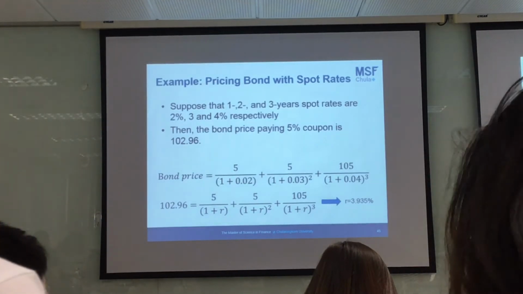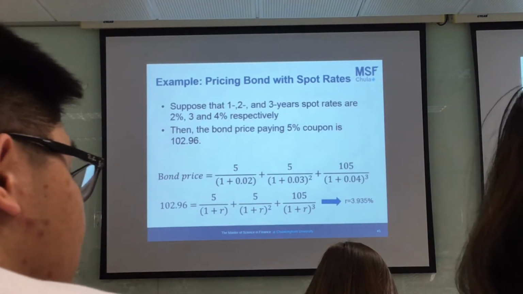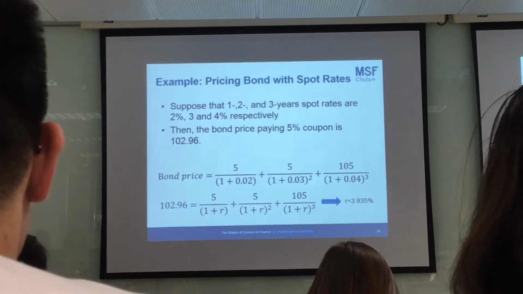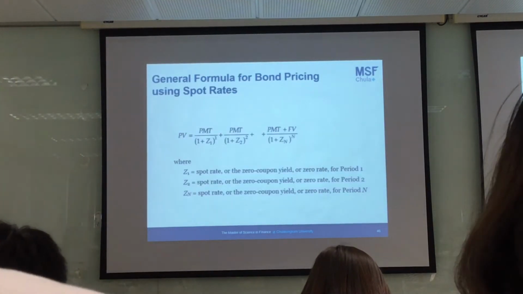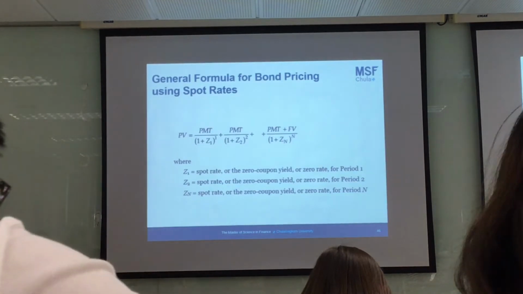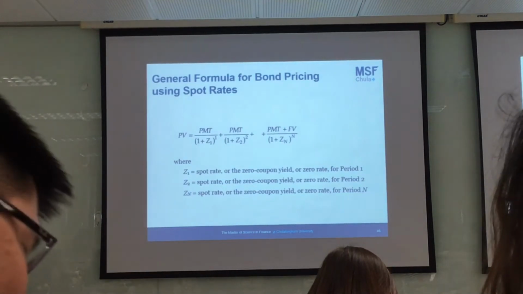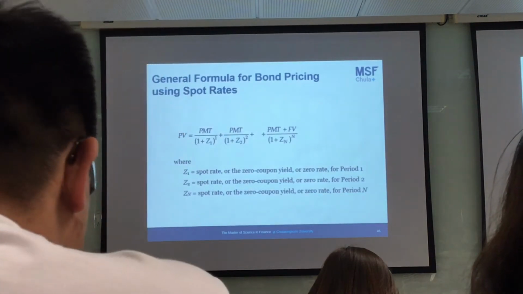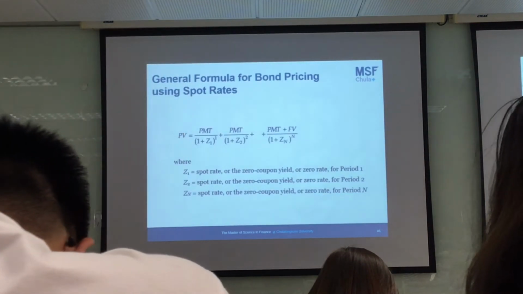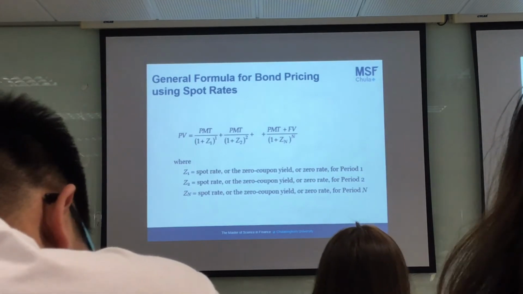Anyway, basically in the market we just look at the average yield. This slide just provides the general formula for the spot rate valuation, or zero rate valuation.